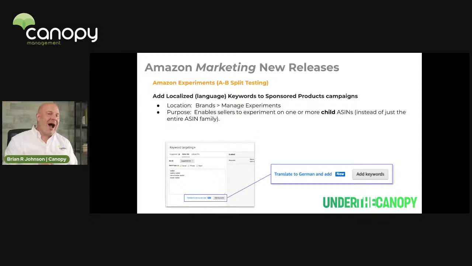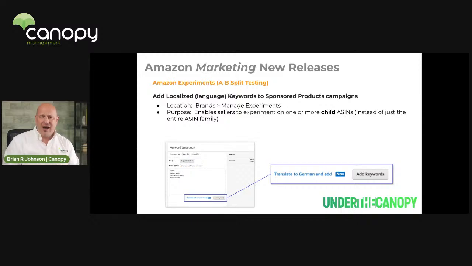But if you're not currently using Amazon Experiments, assuming you're brand registered, please tell me you're brand registered, right? Put in the comments, say brand registered if you are. And if you are brand registered, tell me also in the comments, are you using Amazon Experiments? Are you doing the A/B split testing for either your main image, your title, or your A+ content?